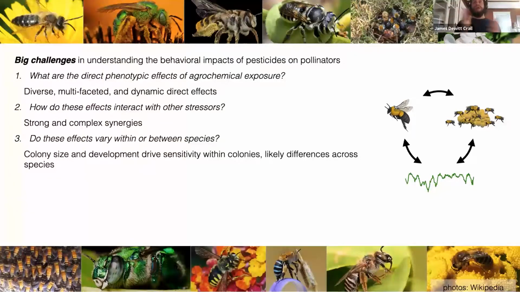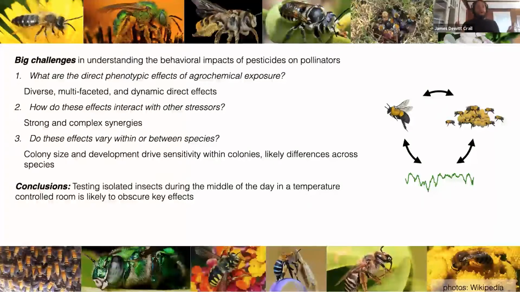sensitivity to these stressors, which could have implications for the timing of exposure. It might mean that in bumblebees, April early season exposure is more important than July or August exposure, and it also supports this idea that solitary bees may be more sensitive than social bees.